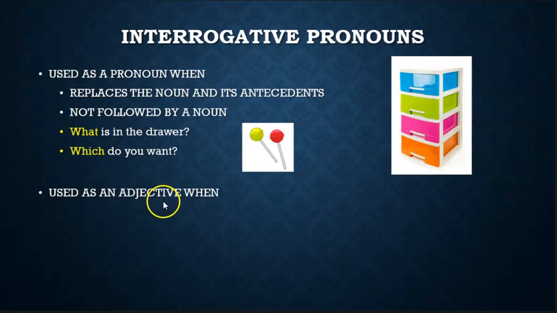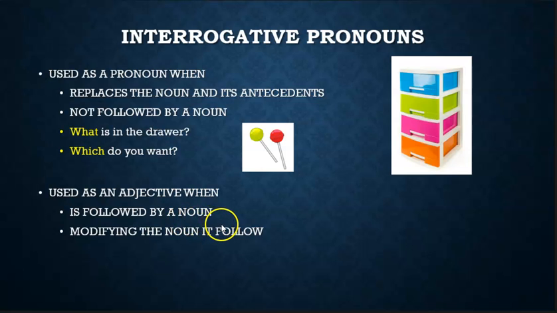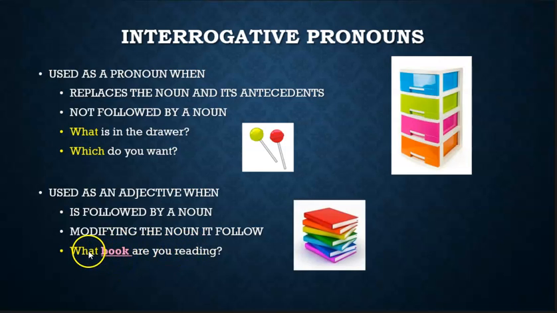It's used as an adjective when it is followed by a noun and modifying the noun that follows it. So what book are you reading, right? So here we have a noun, book, right? We're asking what book. What is modifying book. Book is the direct object here. You are reading what book? Okay, that's the thing. This is an adjective, not a pronoun.